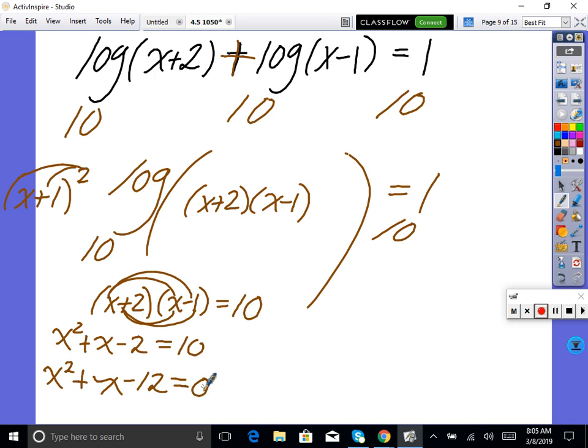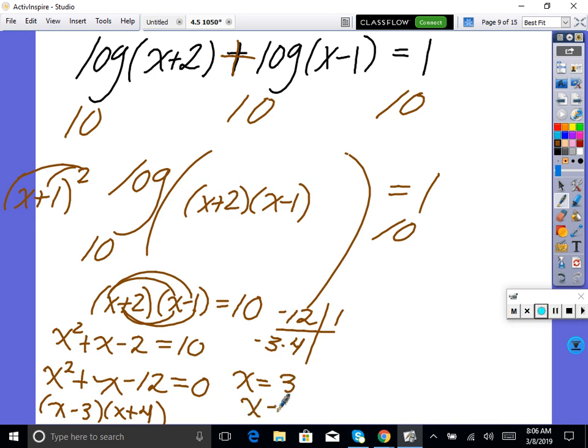So now you'd solve by factoring. What multiplies to be negative 12 and adds up to be 1? 4 and negative 3. So this factors to be x minus 3, x plus 4. Therefore, my solutions are x is equal to 3 and x is equal to negative 4. Now, careful, because we've got to go and check. If I plug in 3, will it make it negative inside the parentheses? No. If I plug in negative 4, will it make it negative inside? Yes. So that's extraneous. So our only solution is 3.